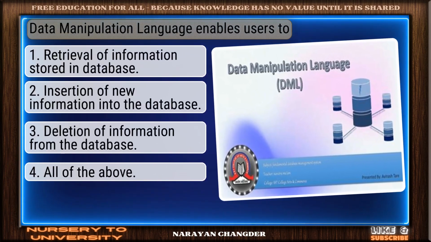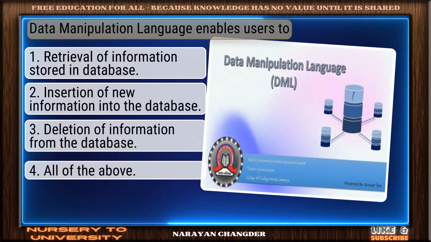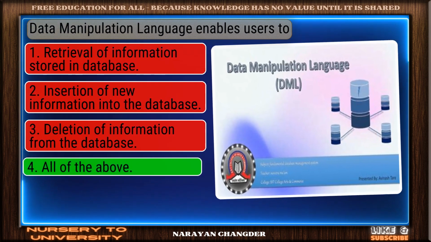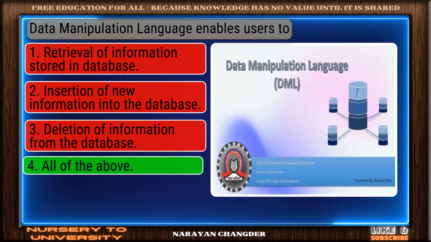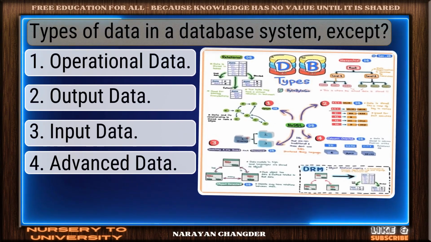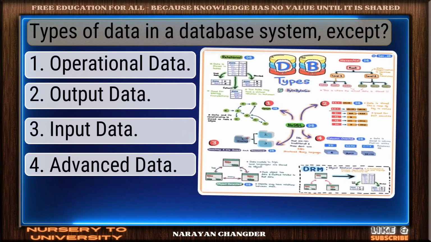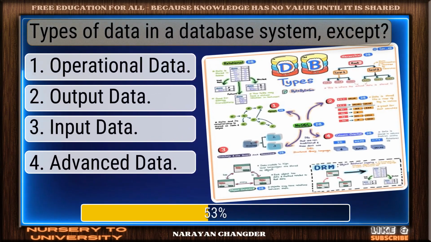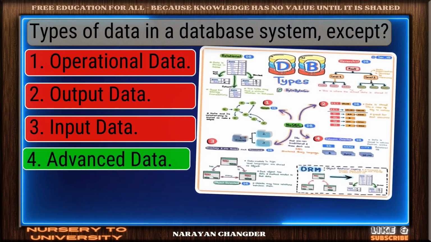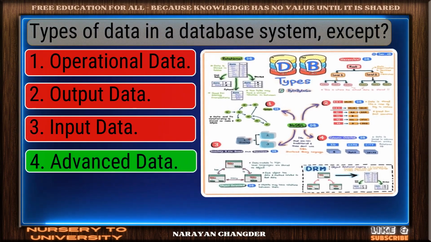Question number 18. Data manipulation language enables users to. You got it. Your choice, all of the above, is right. Question number 19. Types of data in a database system, except. Perfect. Advanced data is the correct choice.